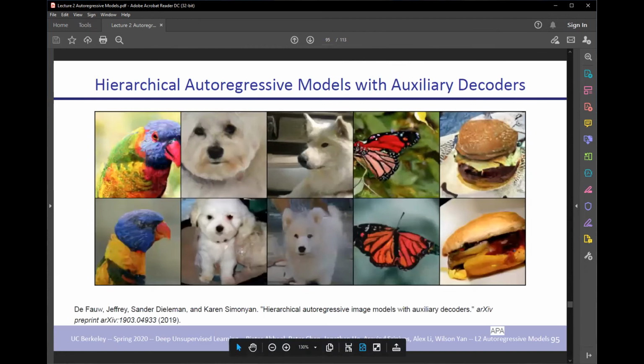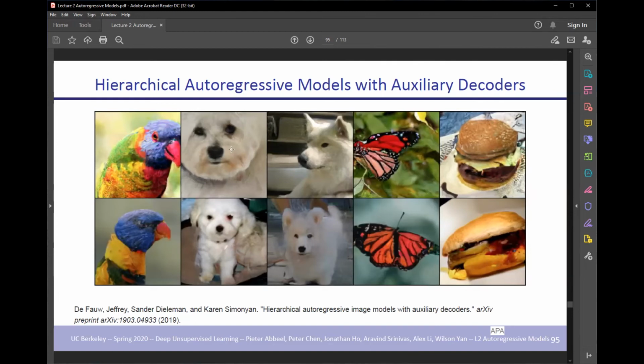The next paper, along the lines of conditionality combined with yet another concept we'll see in a minute, is hierarchical autoregressive image models with auxiliary decoders. In this case, the idea is to condition it, but also to put in a hierarchy. If you've taken past AI courses, Jeremy refers to this as progressive resizing in terms of learning things.